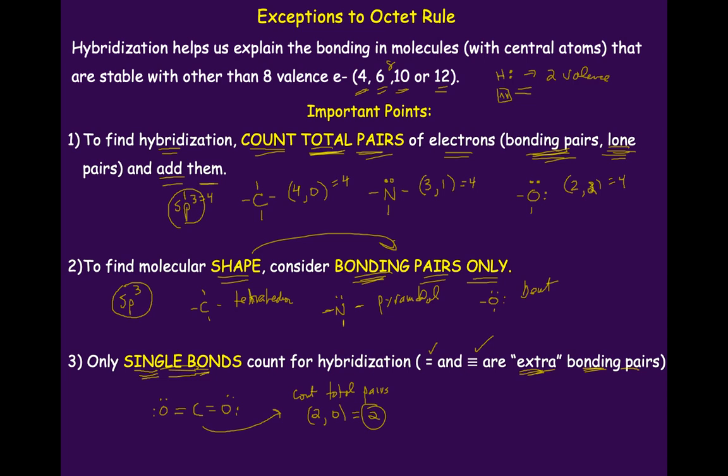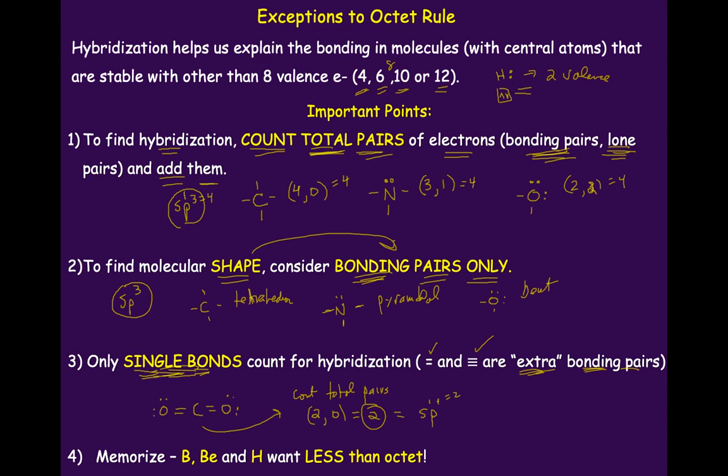We didn't do that yet, but if it's 4, it's sp3. If it's only 2, then it's going to be sp, which equals 2. So only the single bonds count towards hybridization. We're going to look at single bonds and lone pairs. I know there's a lot here, and we're going to have to practice going through this, so definitely ask some questions.